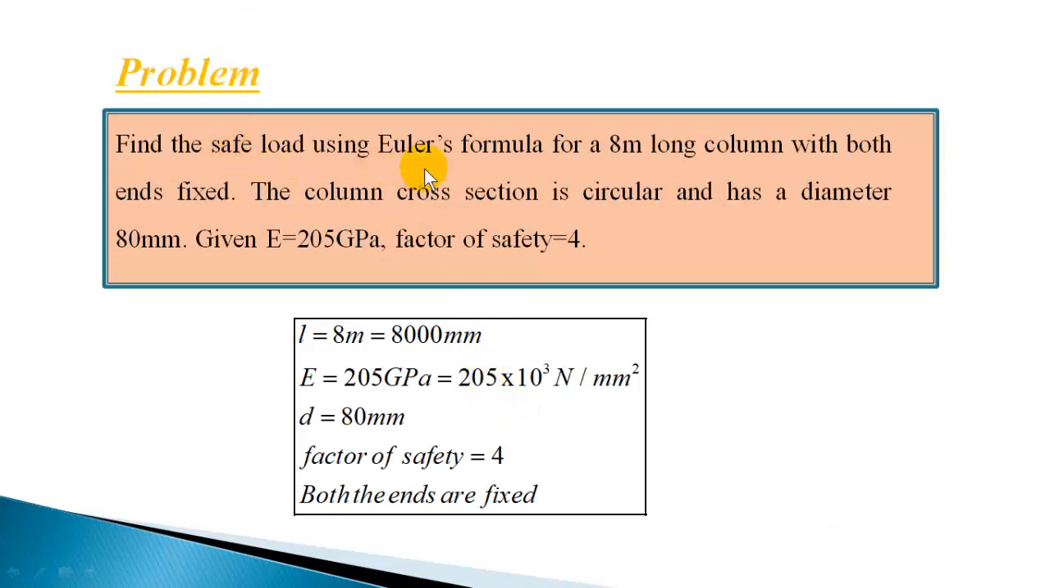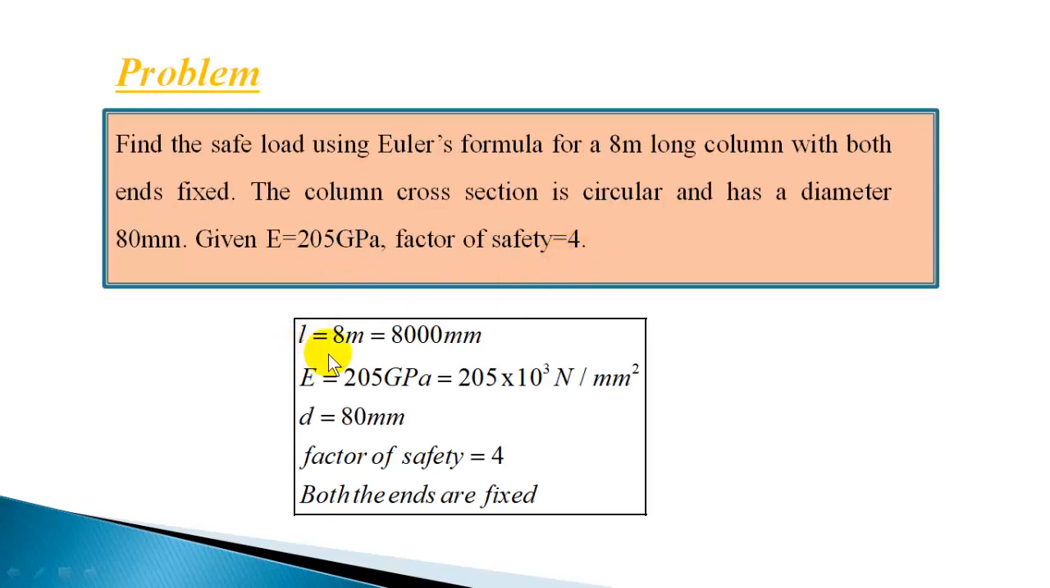Find the safe load using Euler's formula for an 8-meter long column with both ends fixed. The column cross-section is circular and has a diameter 80 mm. Given E is equal to 205 gigapascal, factor of safety is equal to 4. So the column is 8-meter long and its both ends are fixed. And the diameter is 80 mm. The Young's modulus of the material is 205 gigapascal and factor of safety is given as 4.